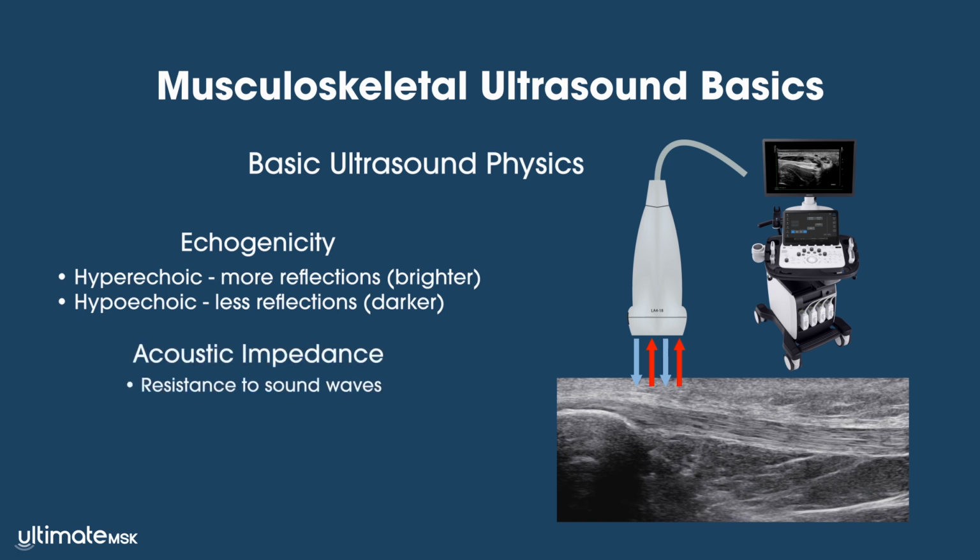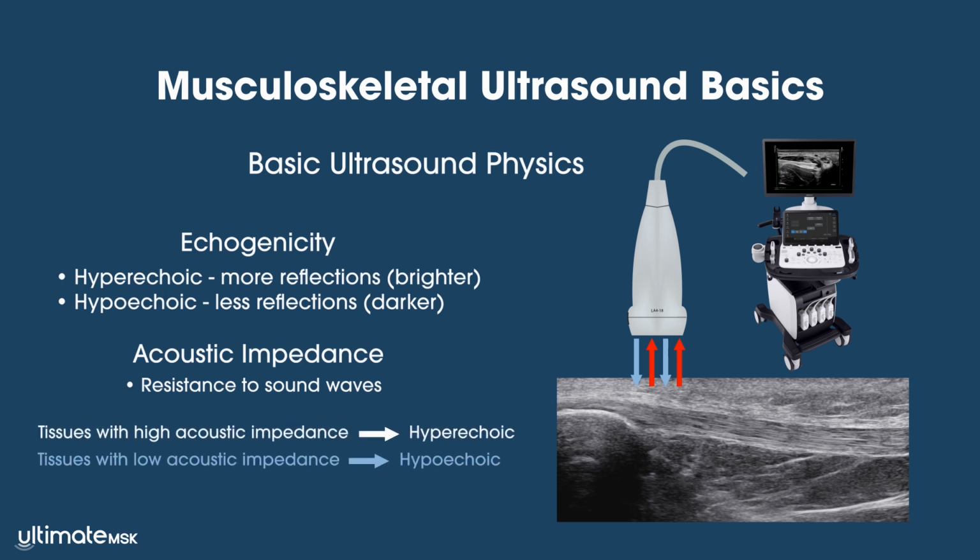Acoustic impedance, the resistance to sound waves, plays a crucial role in image formation. Tissues with high acoustic impedance, such as bone, reflect nearly all incoming sound waves and appear very bright or hyperechoic on the image. In contrast, tissues with low acoustic impedance, such as fluid, allow sound waves to pass through, resulting in a darker or hypoechoic appearance. The difference in acoustic impedance between tissue types determines the amount of reflected sound waves received by the transducer and ultimately shapes the image generated by the ultrasound machine.